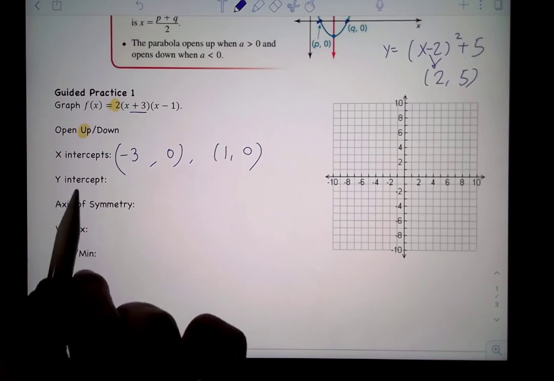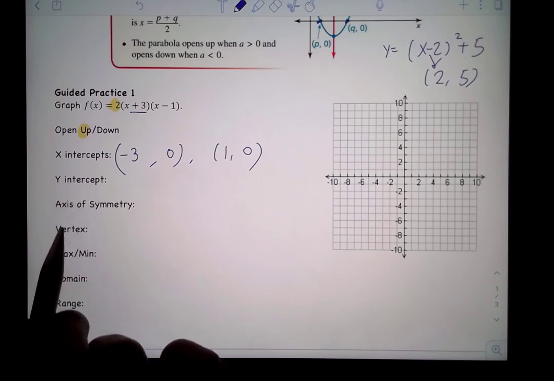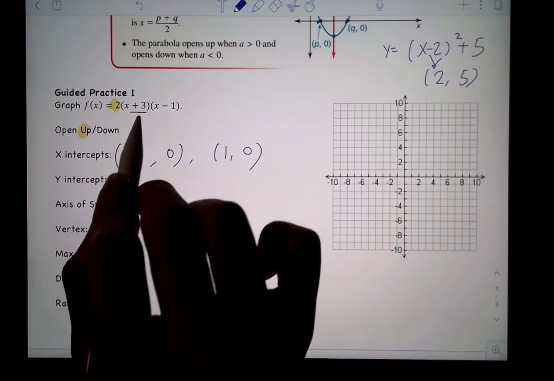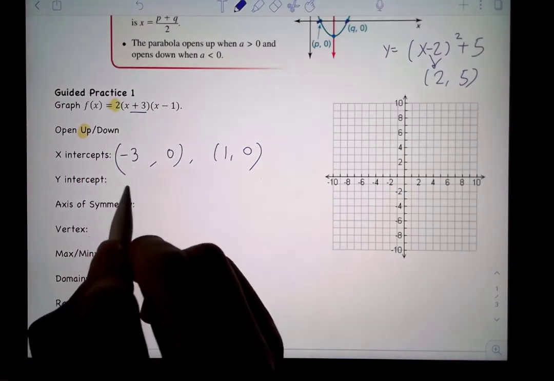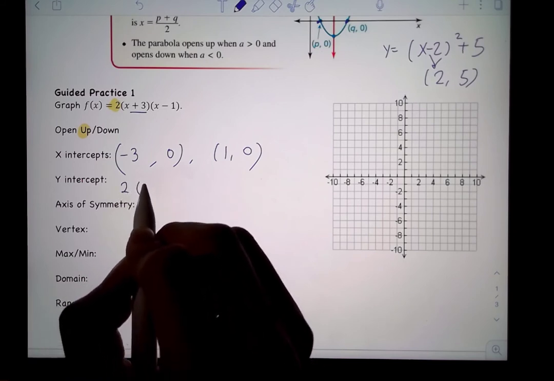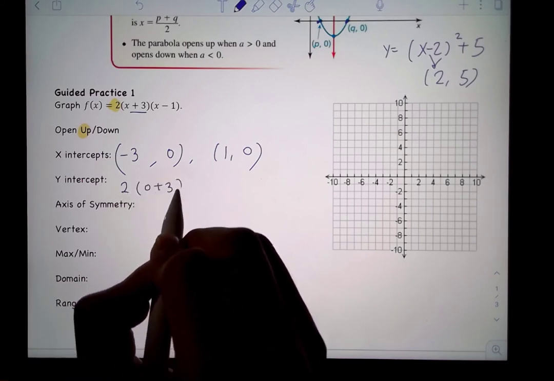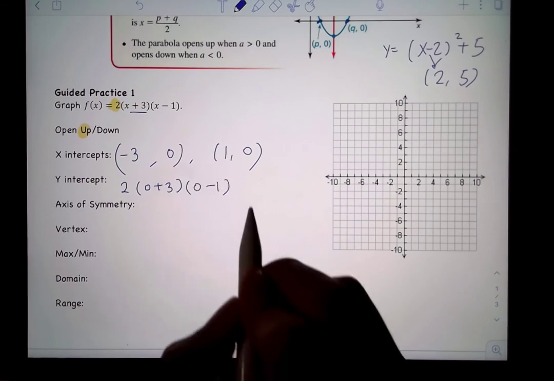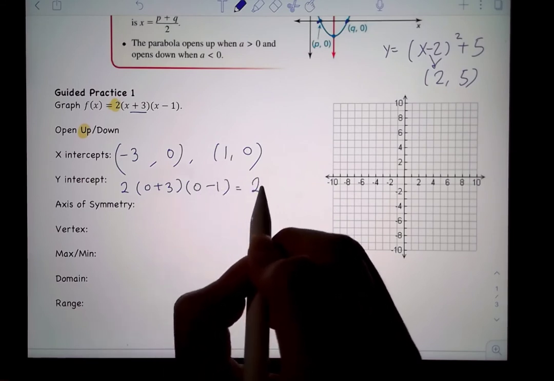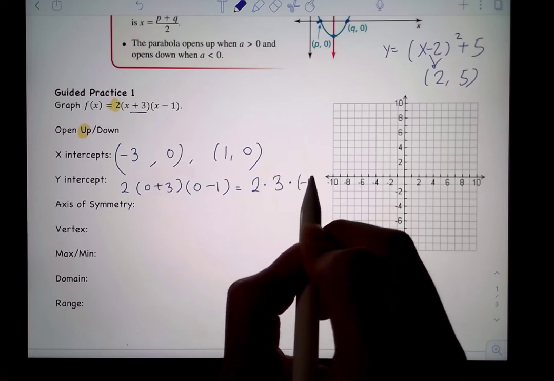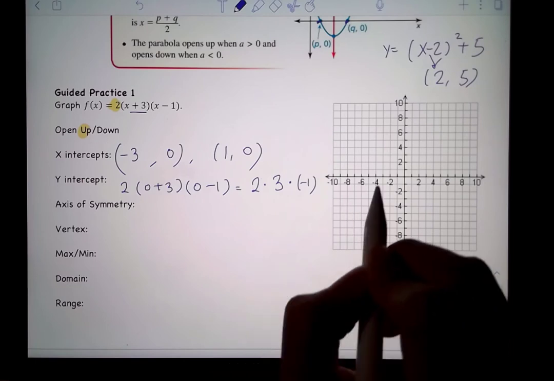Alright? And to get the y-intercept, we put 0 into x. So you put 0 into x. So let me rewrite it. So 2, you don't have to FOIL that. 0 plus 3, 0 minus 1, like that. Then you know that is 2 times 3 times negative 1, which is negative 6.